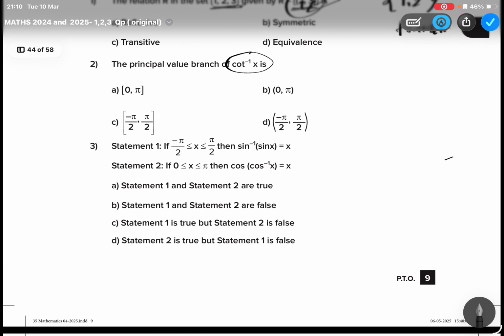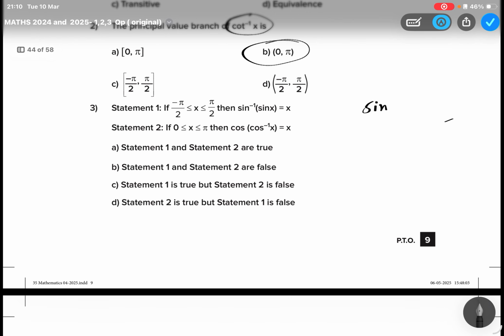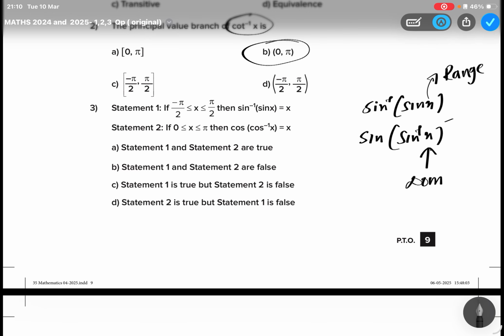Now the principal value branch of cot inverse x. The principal value of cot inverse is nothing but only the range, open interval 0 to pi. Here sine inverse of sin x, sine of sine inverse x. Here you need to write the domain, here you need to write the range. So here x is the range. Yes, minus pi by 2 to pi by 2 is correct.